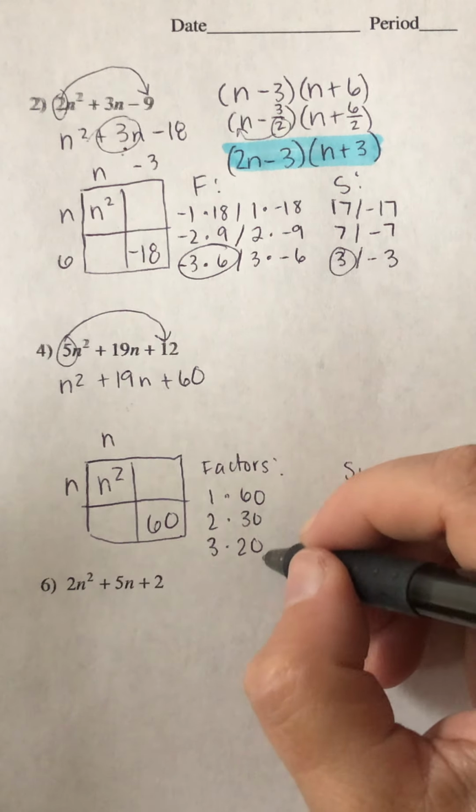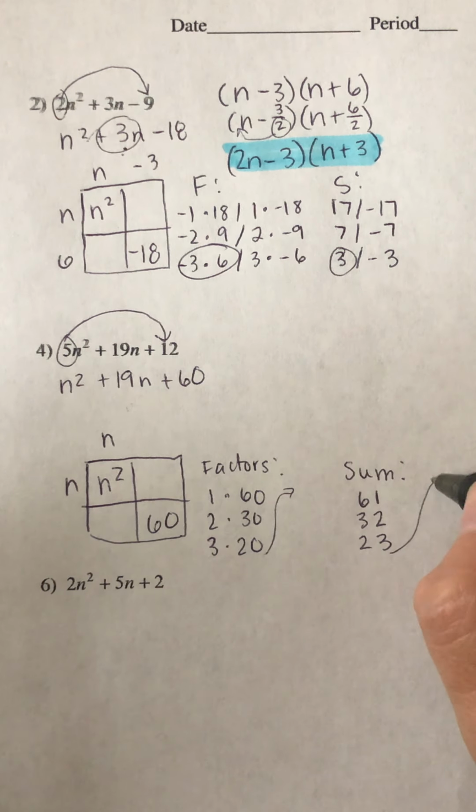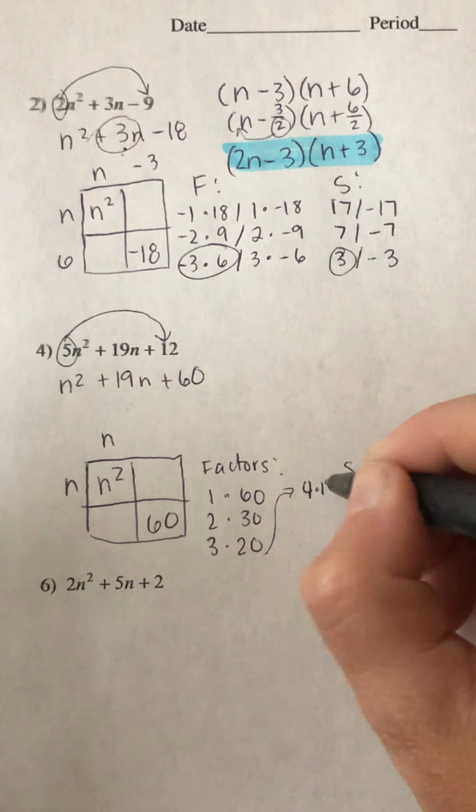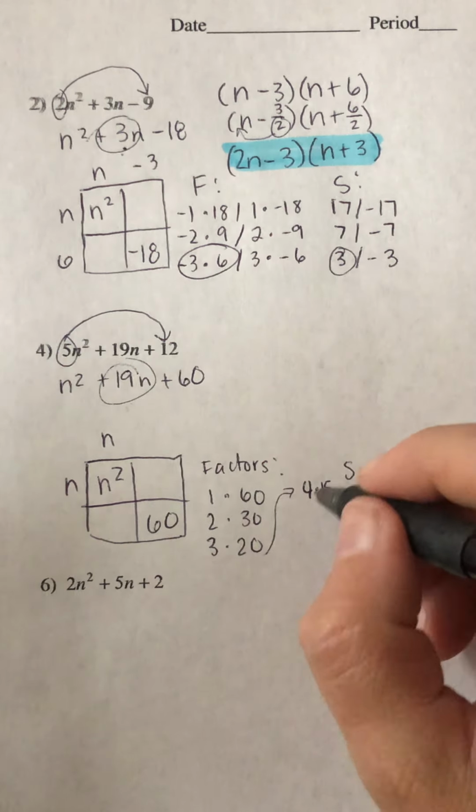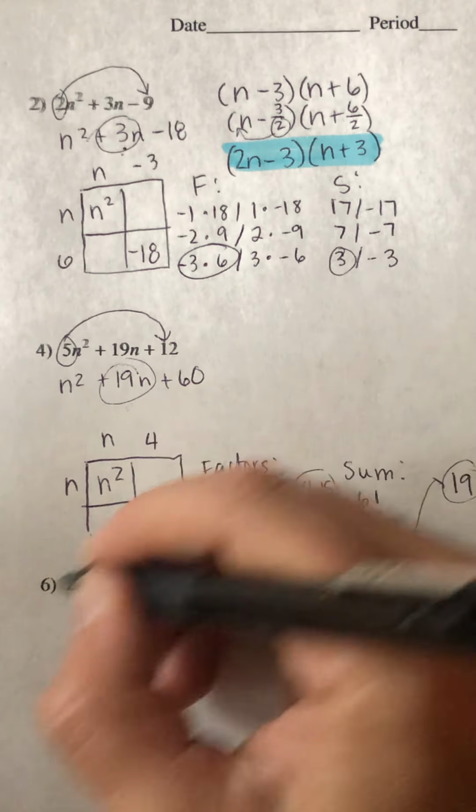Okay, I'm going to kind of come up here now, just so we have enough room. We have 4 times 15, and there's our 19. All right, so since we're going to use 19, we're going to use our factors of 4 and 15.